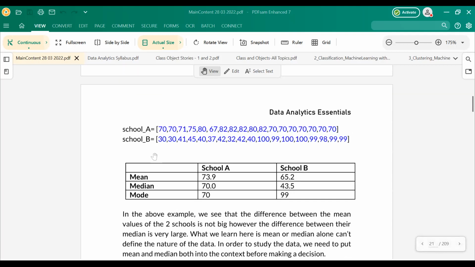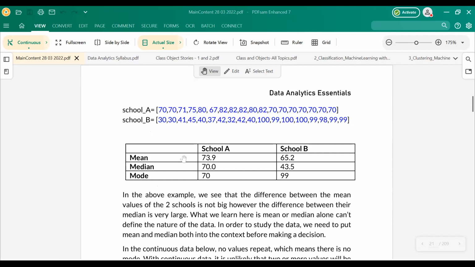Okay, so this is an example. Now, let's say these are 2 schools, and these are the marks obtained by students of their school in the 10th class board exam. This is the marks that you see. Now you tell me, based on your understanding, which school has overall done a good job in terms of performance? So what do you get from this data?